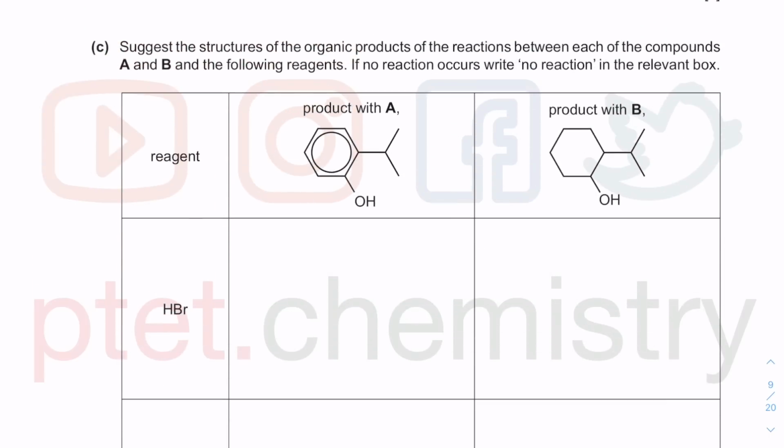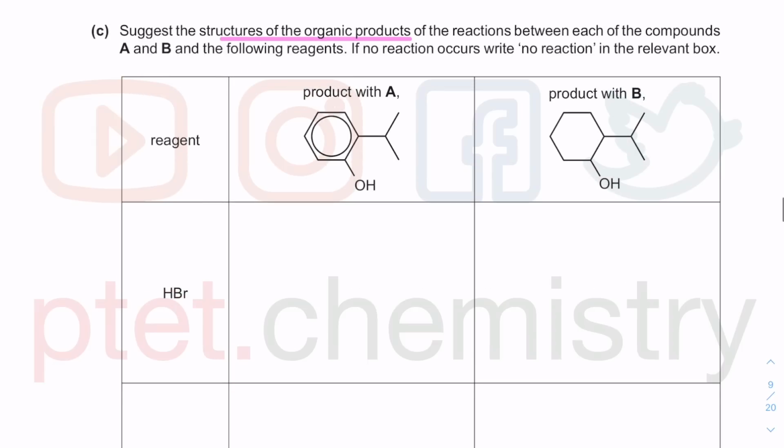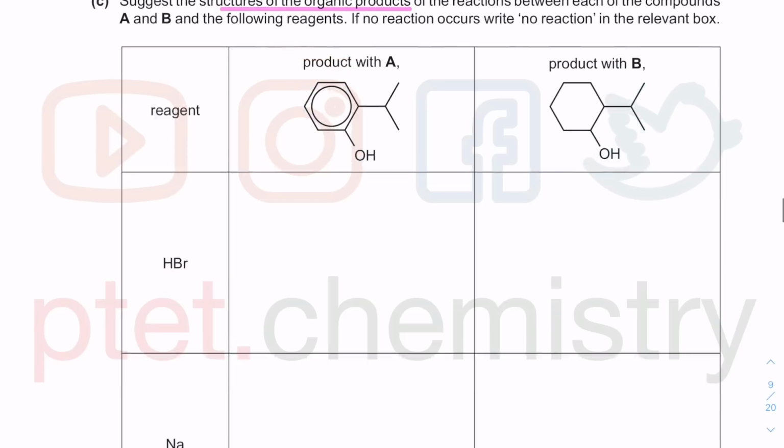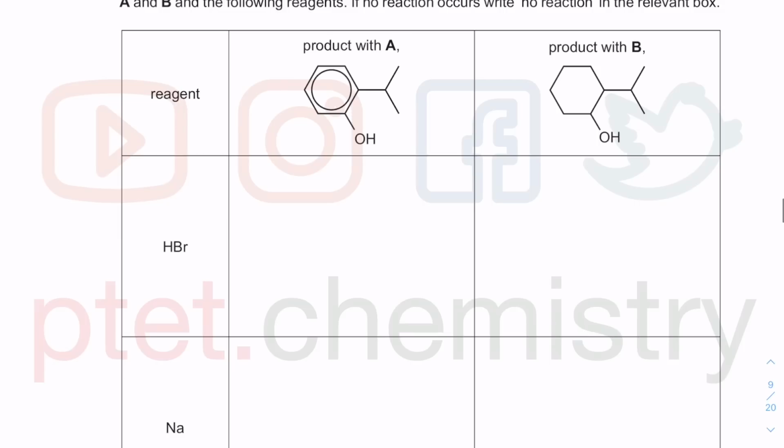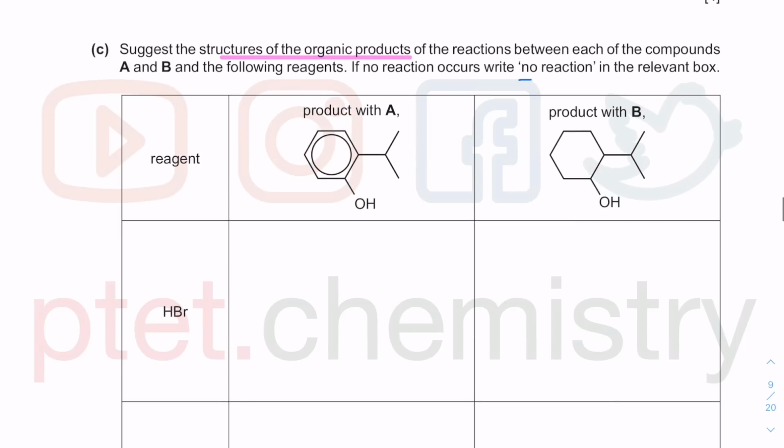Part C, we need to suggest the structures of the organic products between each of these compounds and the following reagent. So we have product with A. So this is A, this is B. So if you have HBr, they don't mention that this is anything at all. If no reaction occurs, write no reaction.